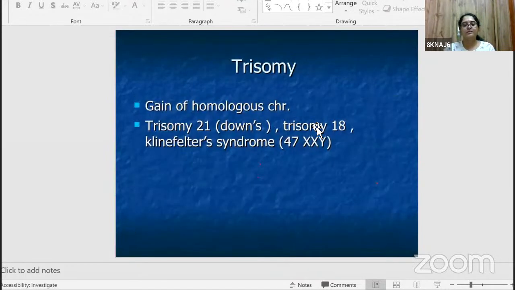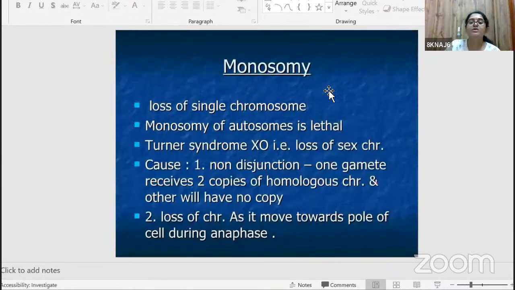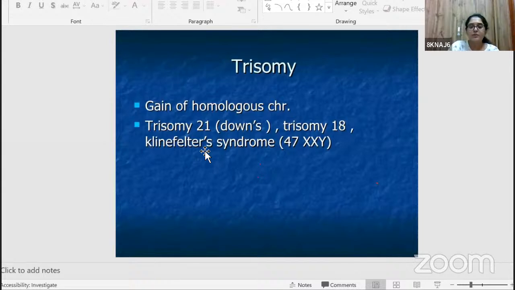Monosomy is the loss of a single chromosome, for example Turner syndrome, that is XO, the loss of the sex chromosome X. In non-disjunction, one gamete receives 2 copies of the homologous chromosome, and the other will not have any copy at all. Trisomy 13 is one of the examples given in your textbook, and then trisomy 18, trisomy 21, and Klinefelter syndrome.